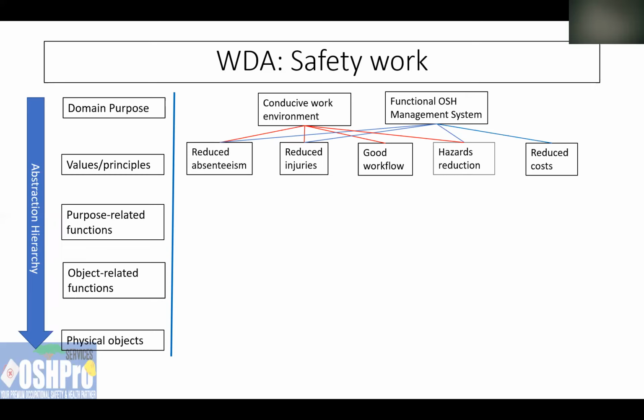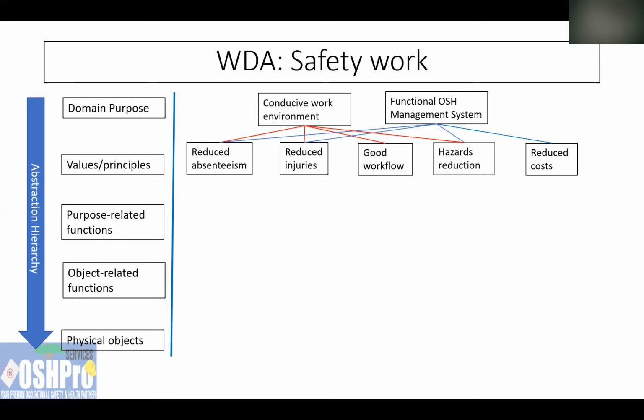Maybe we use more automation along the way, and we have less manual work. And for a functional management system, maybe the manager will be happy if you also reduce the cost. So we have the principles that we can use to measure if we have attained a conducive work environment, and we've attained a functional occupational safety and health management system.